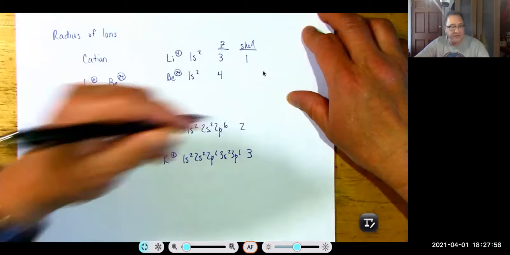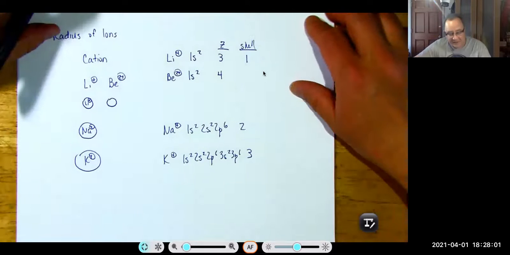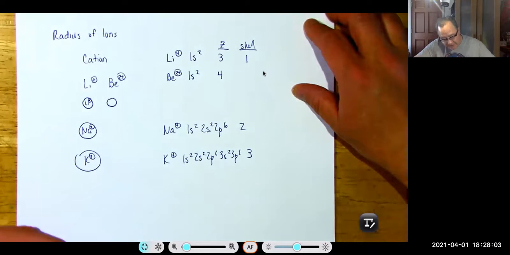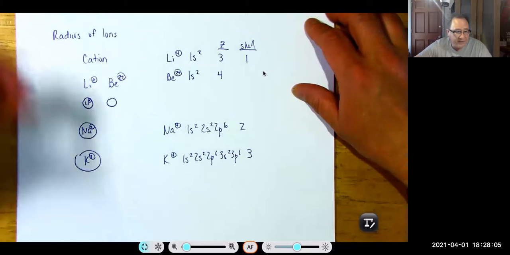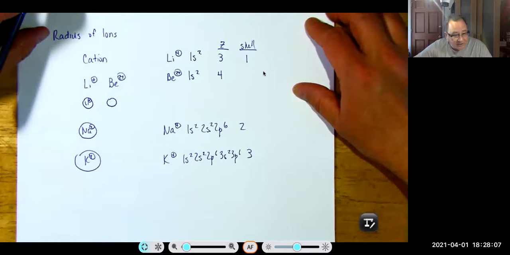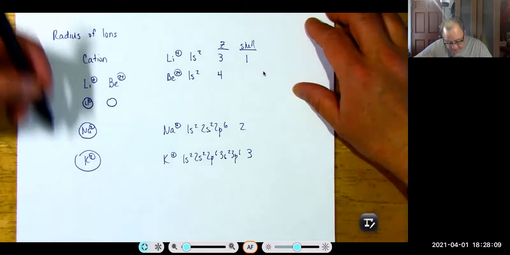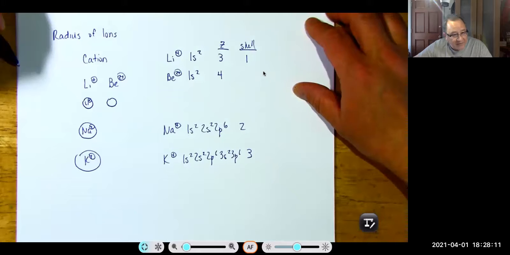So it's going to be even bigger yet. So what is the trend going in a group? And the answer is it gets bigger as you go lower, and for the same reason as the neutral atoms.